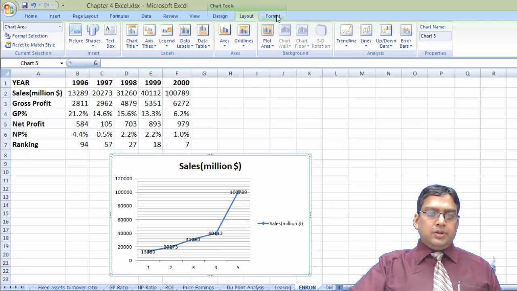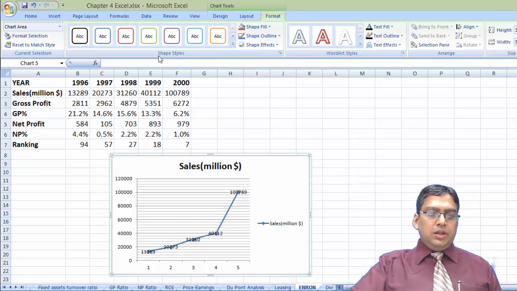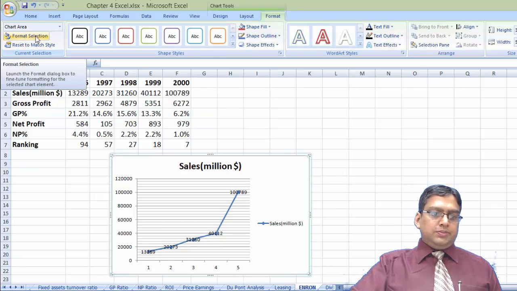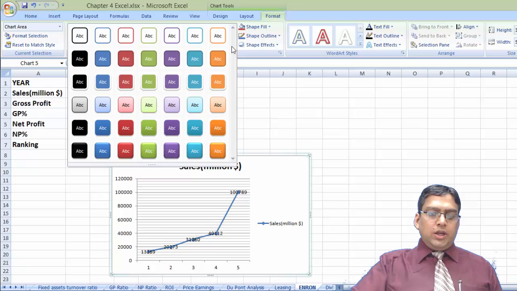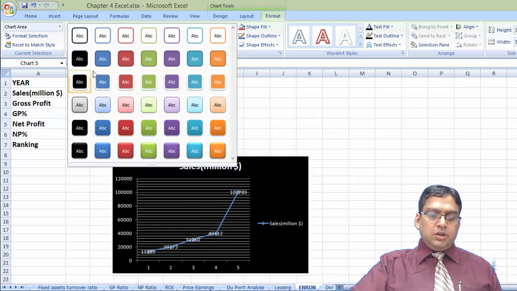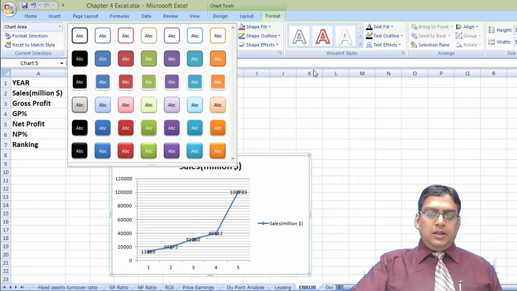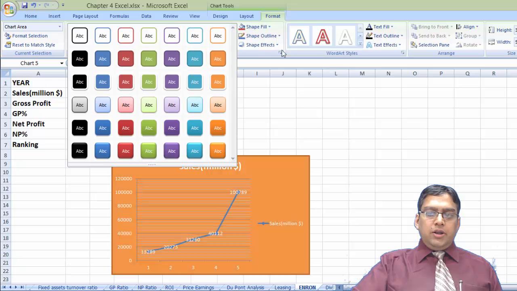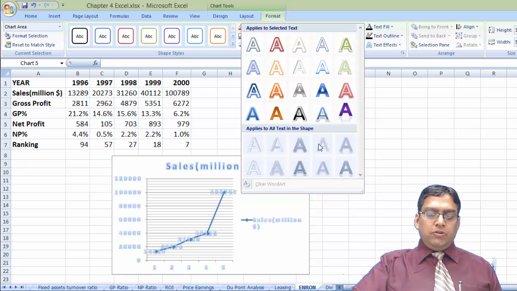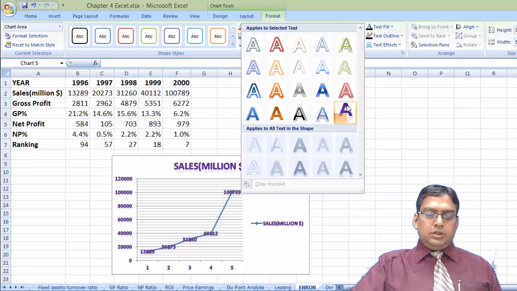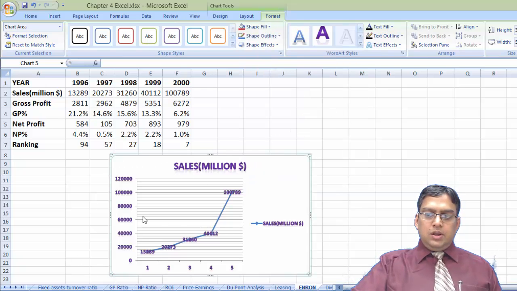And next one is Format. There are various formats available in the chart. First one is the same format section. Second one is shape style. If you want to change your shape style, then you can change accordingly. And these are the colors according to your shape styles. Word art, if you want to use any word in your chart, you can change this option with the help of word art. These all are words in your chart.